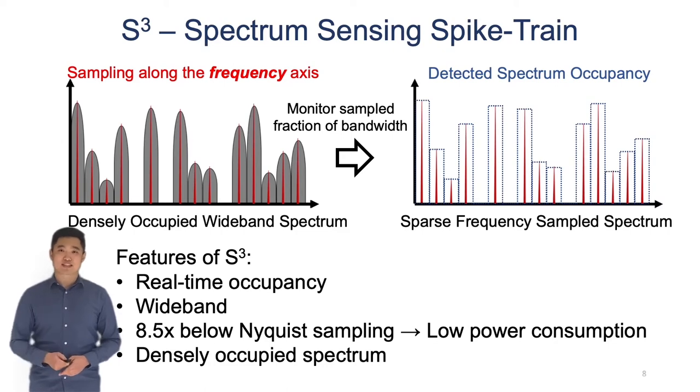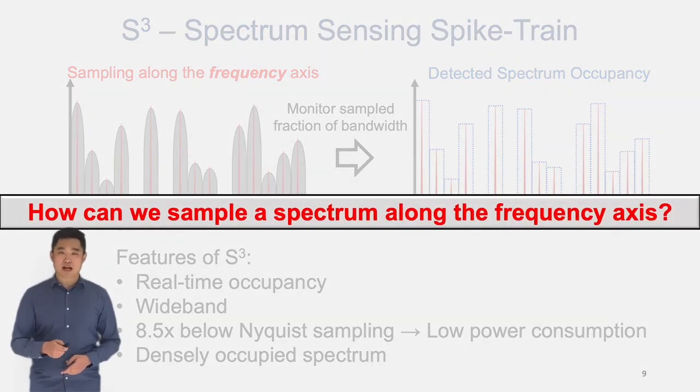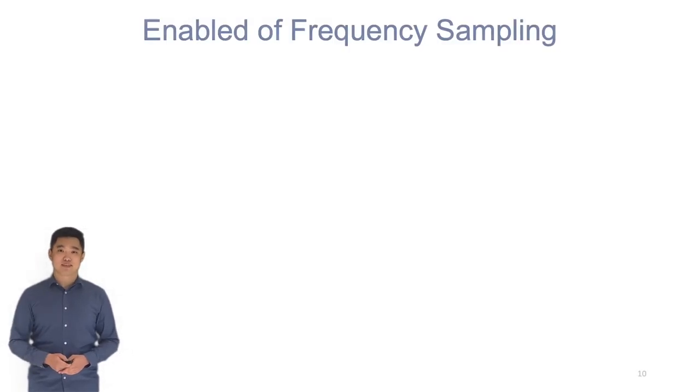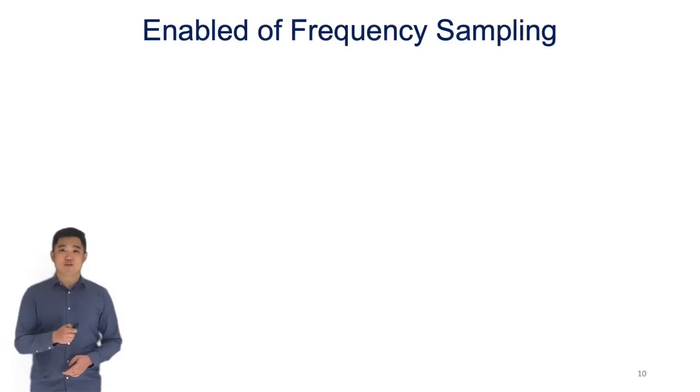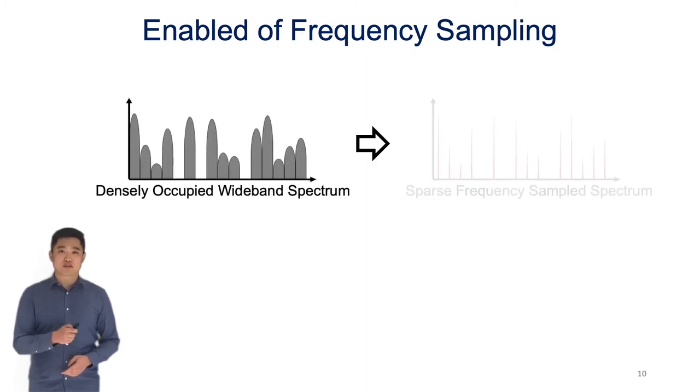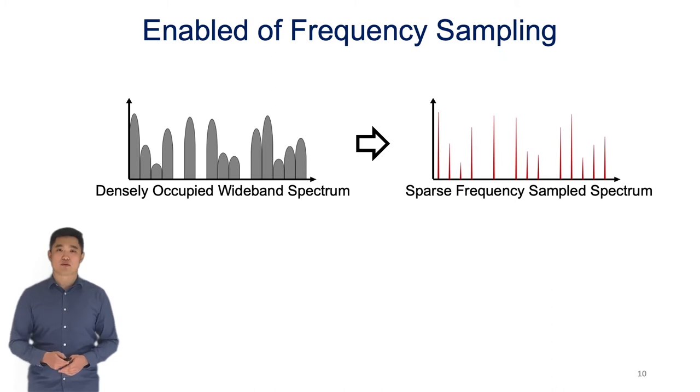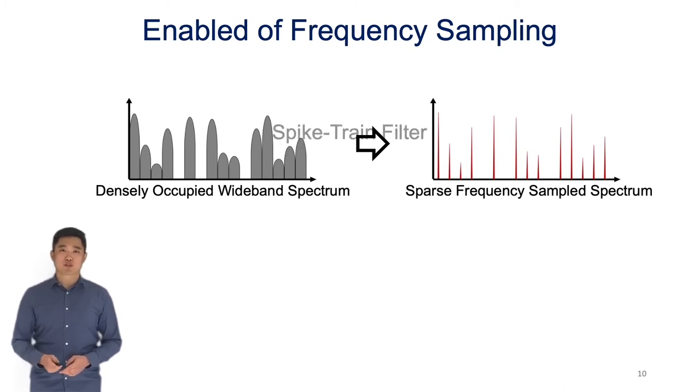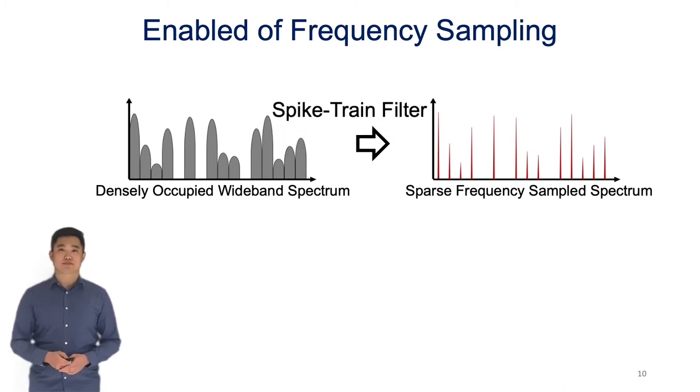So the question is, how can we sample the spectrum along the frequency axis? The enabler of frequency domain sampling of a spectrum is a novel RF filter we developed, which we refer to as the spike train filter.